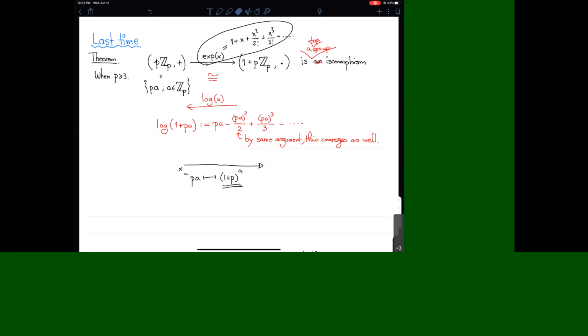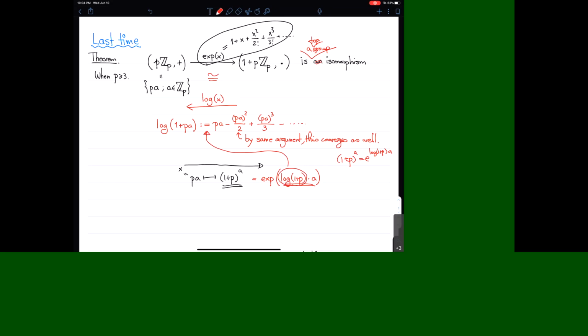But these two are roughly the same, in the sense that you can rewrite this in a completely formal way as the exponential of a times the log of 1 plus p. In the real world, (1 plus p) to the a is e to the a log of (1 plus p). That's basically what we're doing. And log of 1 plus p is as explained over here: you just take this Taylor expansion.